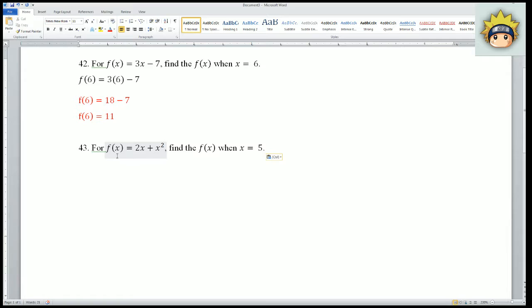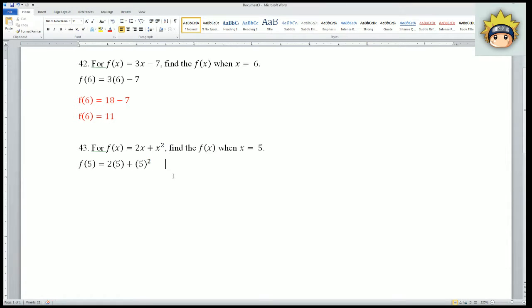43 asks us to evaluate the function equals to 2x plus x squared. Find the value of that function when x equals to 5. So the first thing that we do is write the function. Let me repeat that. The first thing that you do is rewrite the function. Okay? I'm evaluating at 5. So for here, I put in 5 because that's where I'm evaluating it. Then I'm going to substitute wherever I see an x, I substitute 5 in. Okay?